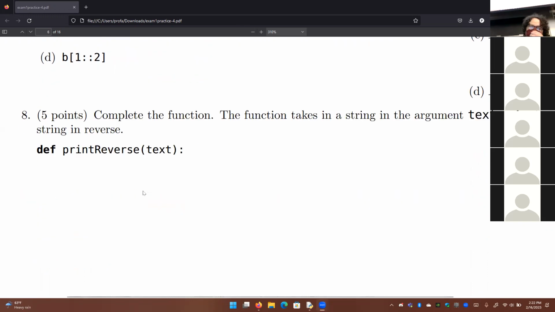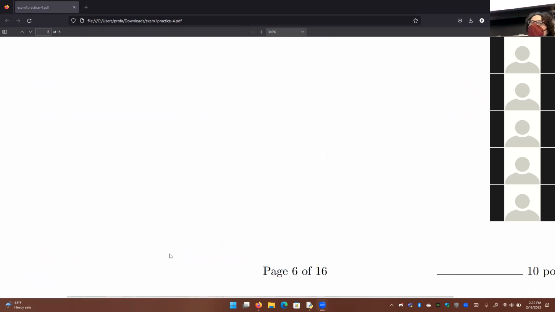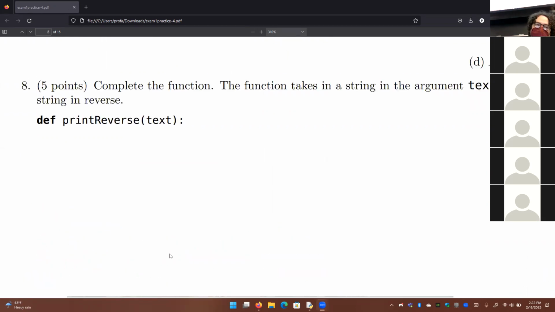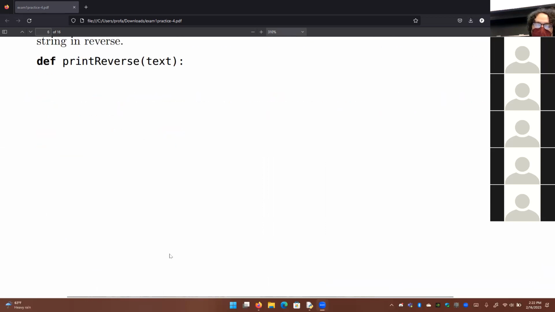Okay. This is more stuff that I would probably include in the exam too. So take the function, it takes in a string and prints out the string in reverse. Again, something like this won't be on the exam. There are 2 pages where this won't be relevant on the exam. This is one of the pages, the slices and the string and range. But these are still useful things to know.